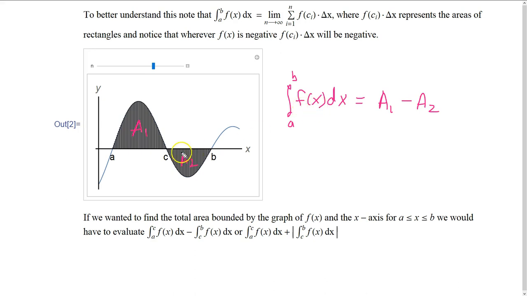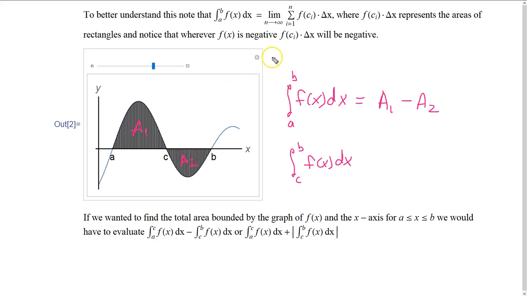Remember, when the function dips below the x-axis, the definite integral interprets the area to be negative, or in this case it would interpret the integral from c to b of f of x dx as being a negative quantity, the absolute value of that negative quantity being the area A2.